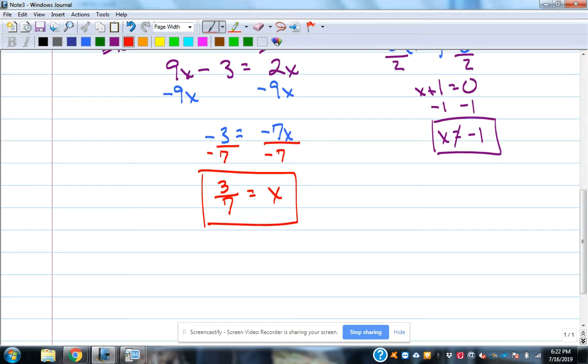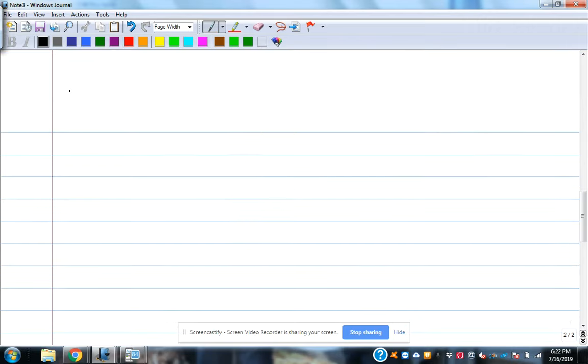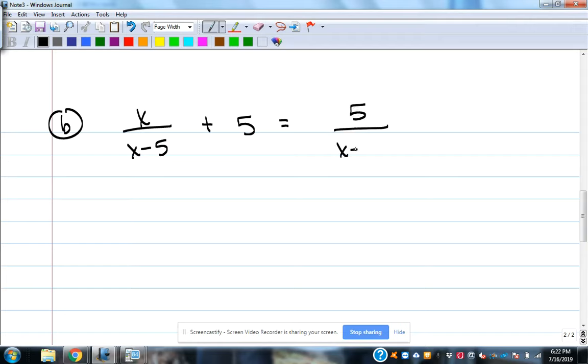All right. So let's take example B. Let's say we had x over x minus 5, plus 5, equals 5 over x minus 5. If I didn't write it down, that'd be a confusion to call out to you to try to write. x over x minus 5 plus 5 equals 5 over x minus 5.